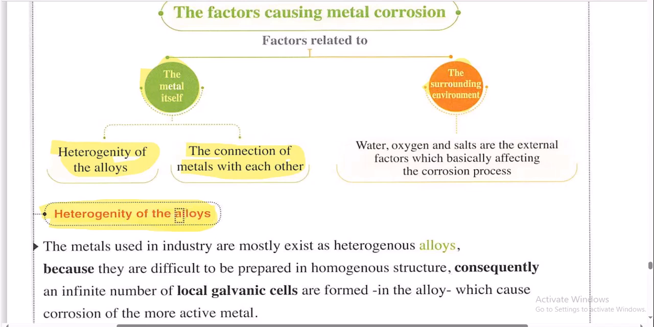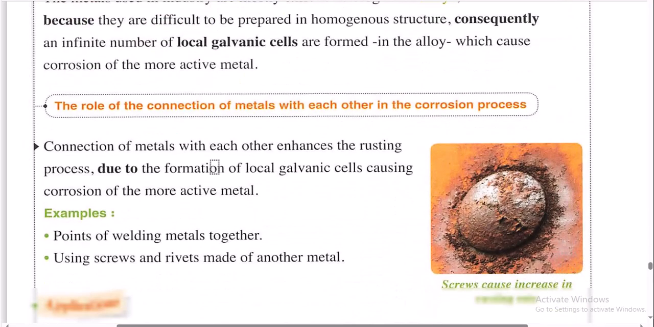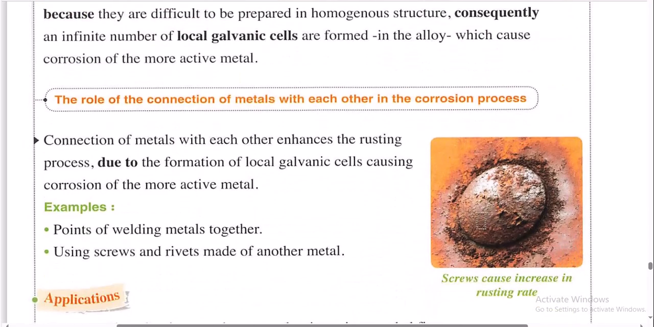So in this case, local galvanic cells are formed where the more active metal acts as anode and is corroded faster, and the less active metal or element is not corroded until after the more active element is corroded. Also, the connection we see here is the connection between 2 different metals. The more active metal is corroded first.